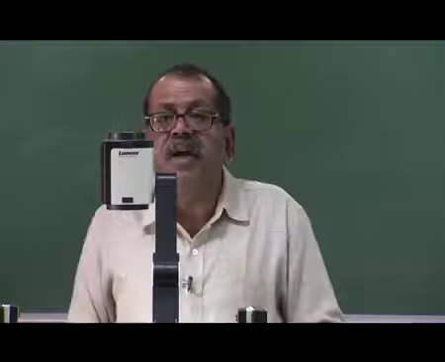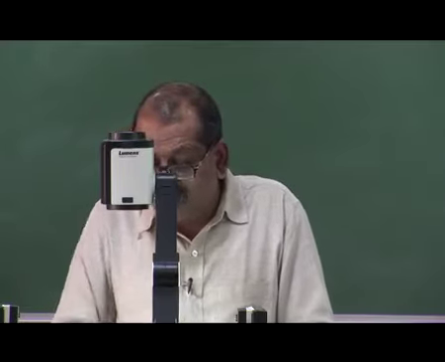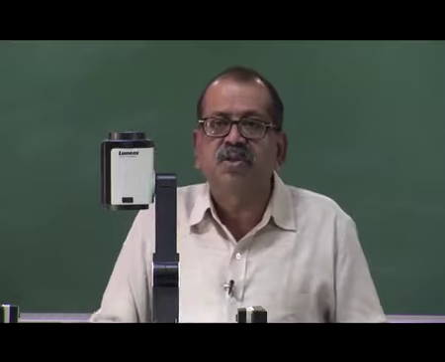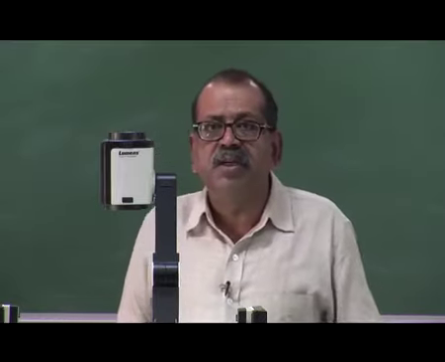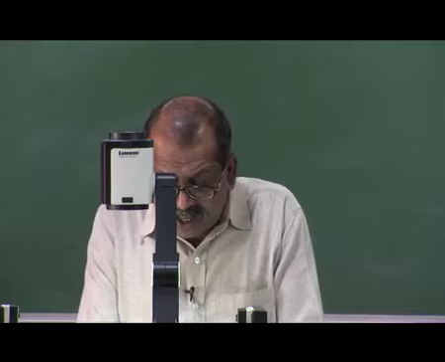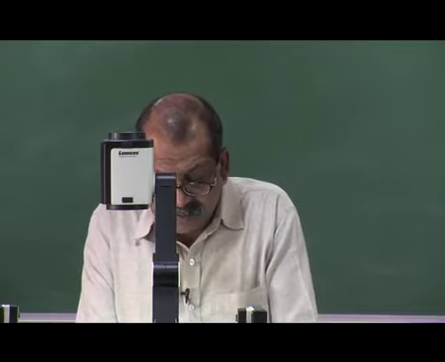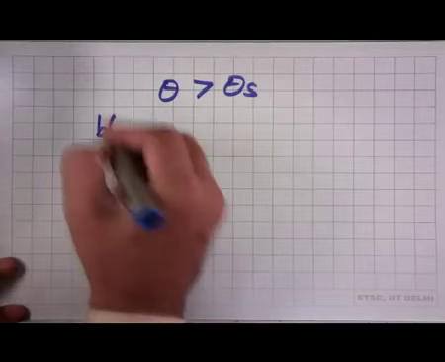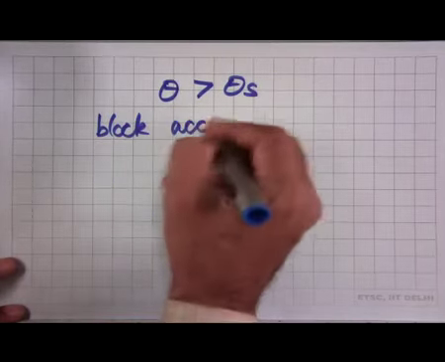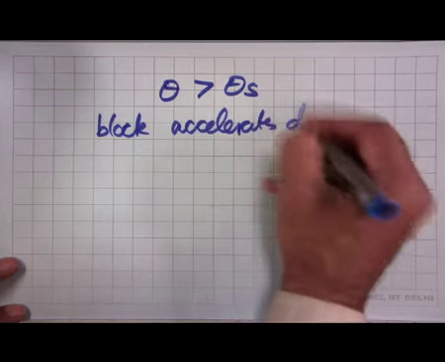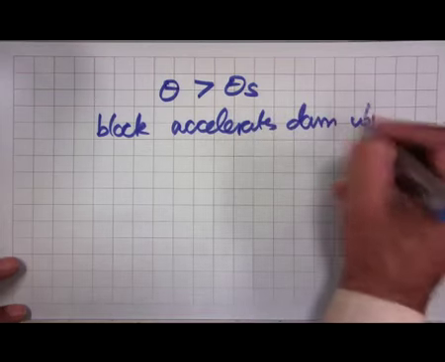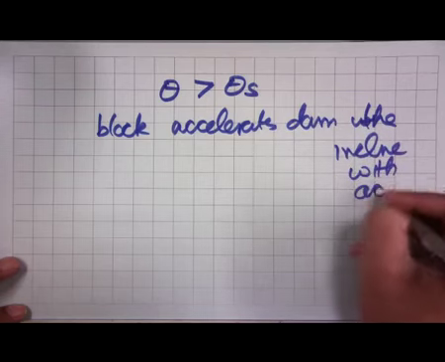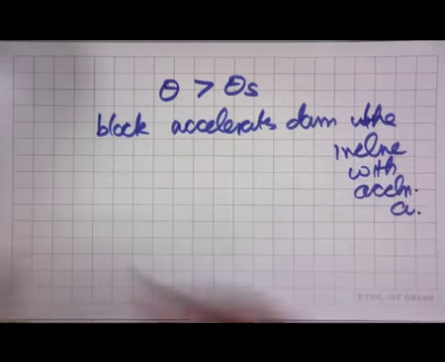To measure the tangent, you can either measure the angle, or you can look at the x distance and the y distance and take the ratio of the y distance to the x distance, which gives you tan theta. And what happens if theta is greater than theta s? If theta is larger than theta s, then the block accelerates down the incline with acceleration a, and now this acceleration becomes an unknown.